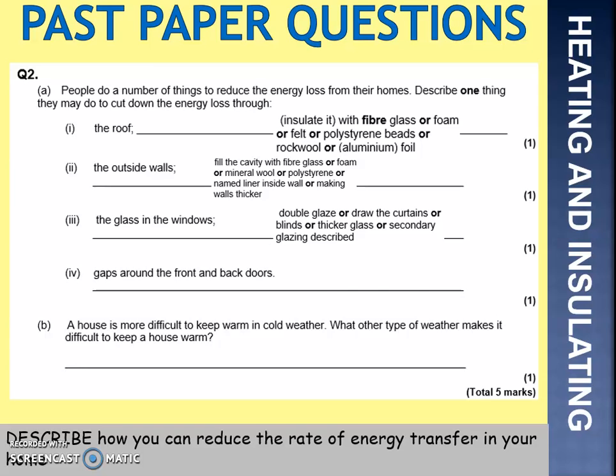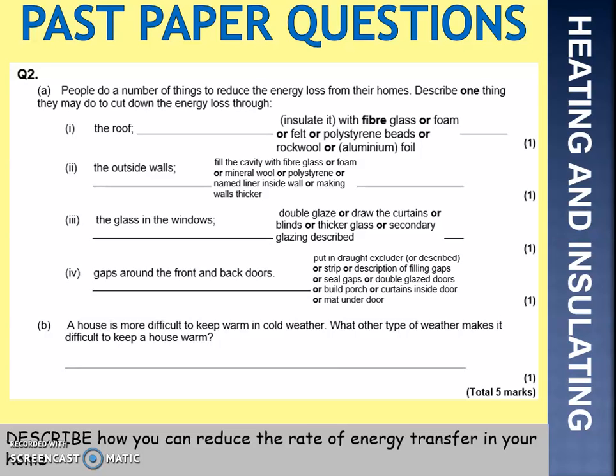And the gaps around the front and back doors, we could use a draft excluder, we could use a strip, or we could fill the gaps in some way. We could have double glazed doors or even build a porch there, use curtains inside the door or place a mat under the door, anything that's going to fill those gaps in.